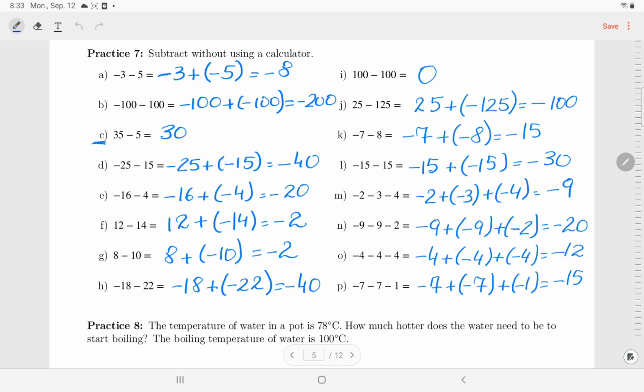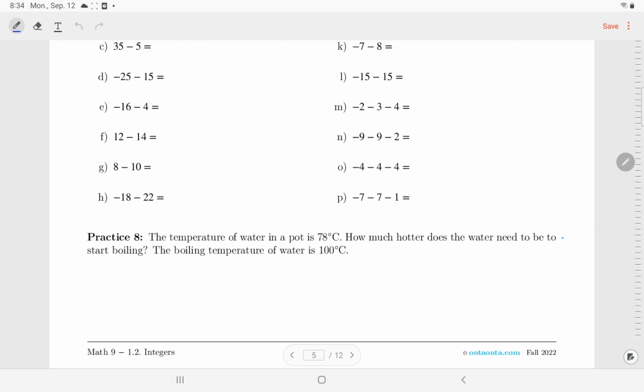And now check your answers. Practice 8. The temperature of water in a pot is 78 degrees Celsius. How much hotter does the water need to be to start boiling? Remember, the boiling point of water is 100 degrees Celsius. So we have water at 78 degrees Celsius. We want it to boil at 100. So how much do we have to increase the temperature for the water to start boiling?